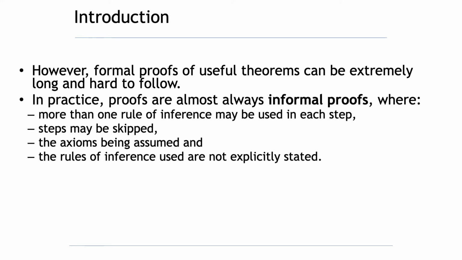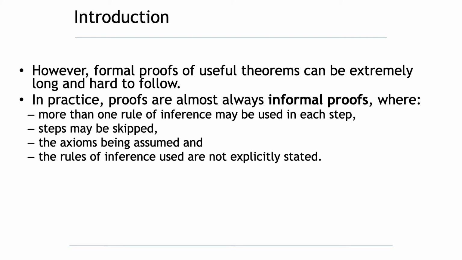So formal proofs of useful theorems can be extremely long and hard to follow. In practice, these proofs are almost always informal proofs. In these informal proofs, sometimes more than one rule of inference is used in each step. Some steps may be skipped, the axioms being assumed and the rules of inference used are not explicitly stated. This doesn't mean that you can do it in any way you want. For instance, if you skip one step, that step must be obvious for the reader.